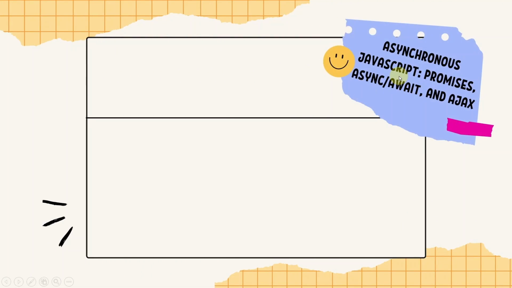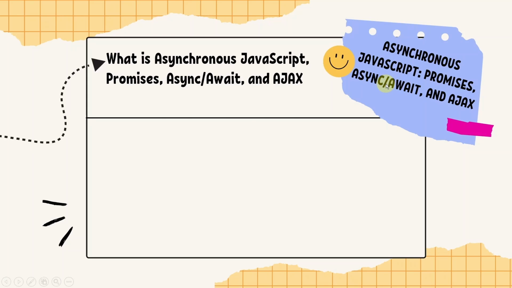Then asynchronous JavaScript: we have promises, we have async await, we have Ajax. So having knowledge of asynchronous JavaScript is a plus point. Understand what asynchronous JavaScript is, what promises are, what async await is, what Ajax is. All these concepts I have already uploaded videos on my channel. I will provide you the link in the description, and you can also explore the channel. You will find lots of videos on JavaScript tutorials.